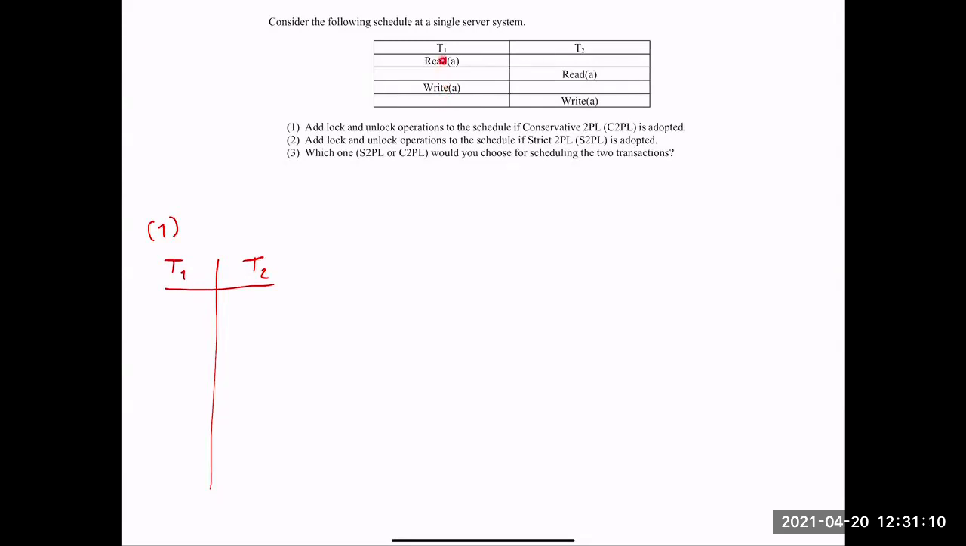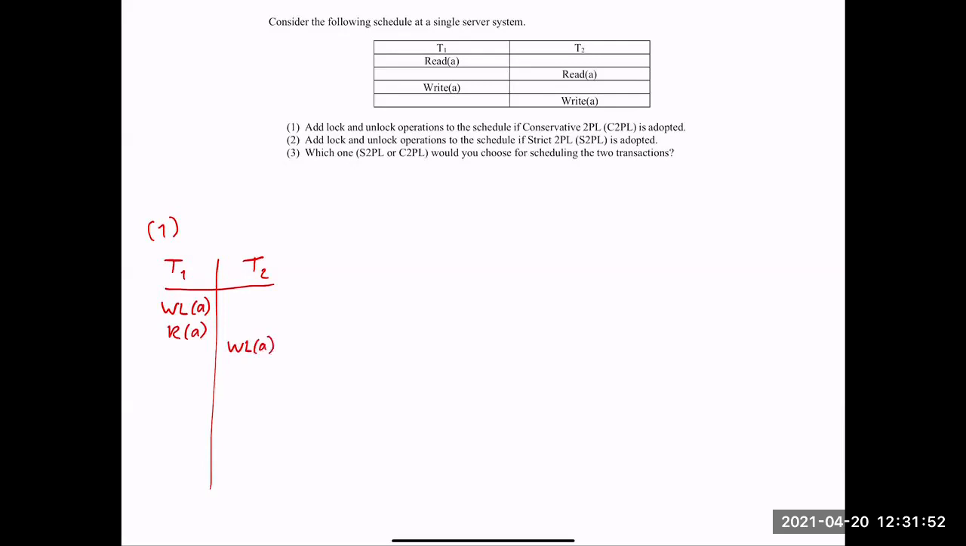Okay, so since I need a read lock and a write lock, I might as well just acquire a write lock, because the write lock is exclusive anyway. So T1 will need to acquire a write lock on A before it can do this read here. All right. And then T2 gets to do an operation, so it needs to read A. So again, later on, it needs to write A. So since we're doing conservative two-phase locking, it will need to acquire all locks in advance. Therefore, it needs to acquire a write lock on A.